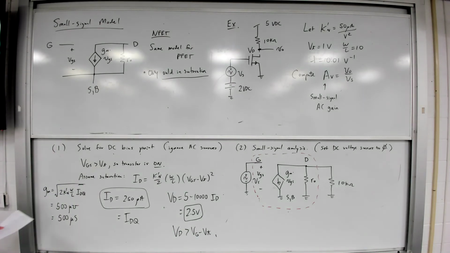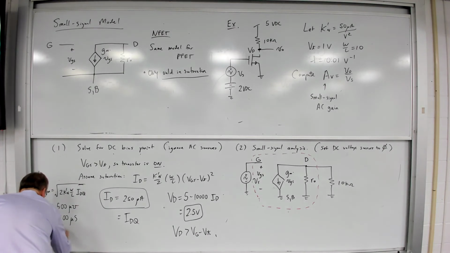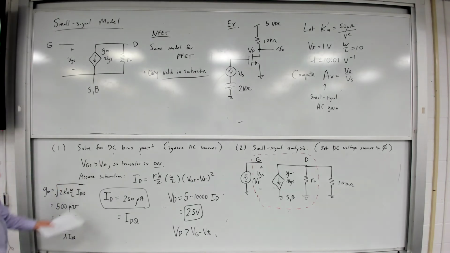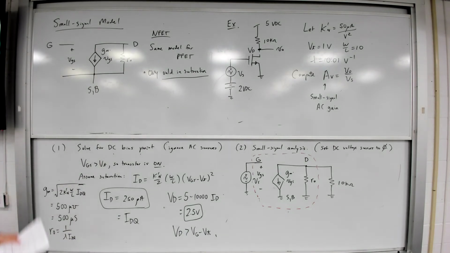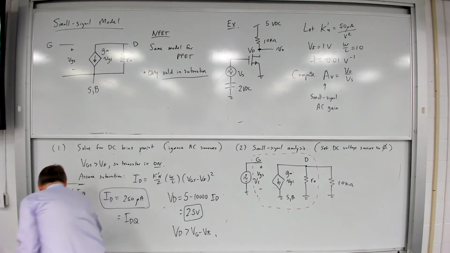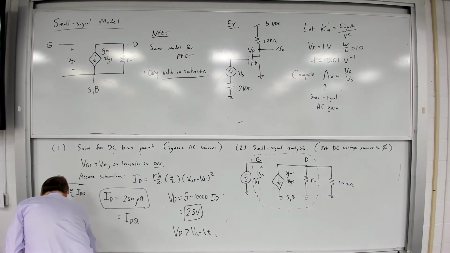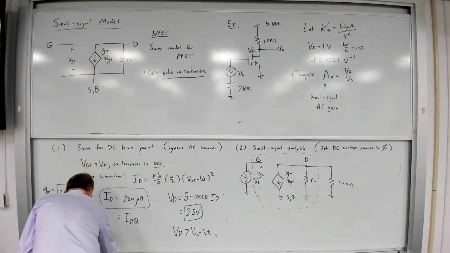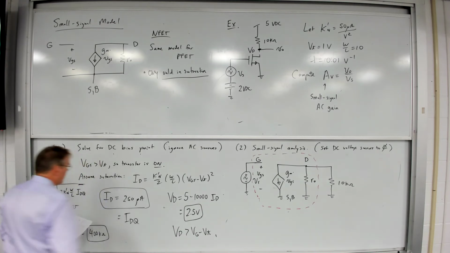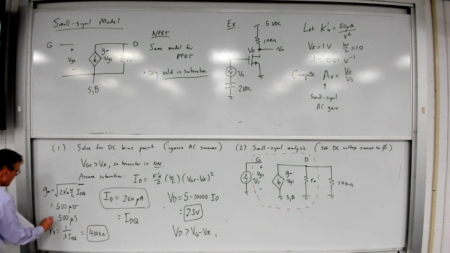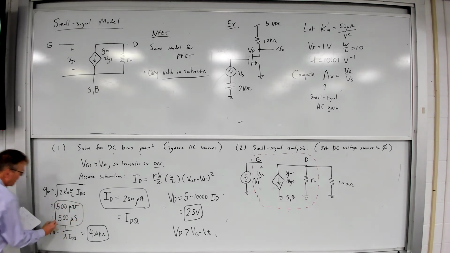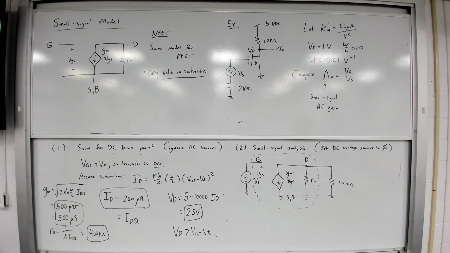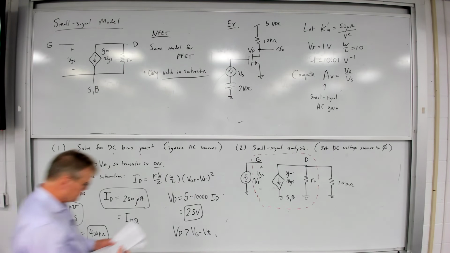For my R sub O is equal to 1 over lambda times IDQ. Again, lambda is given. Here's where I need to use it. Plug into IDQ, and I calculate it, and what I will get is this is equal to 400 kilo ohms. So here's where I need those DC values, because I need them to calculate the values of the small signal parameters in the model. Okay?